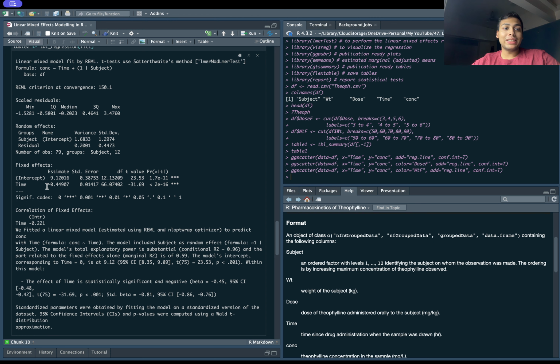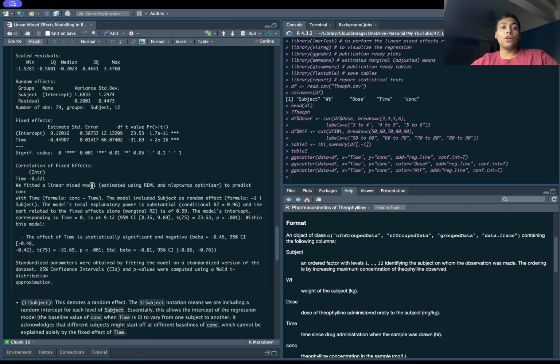Now we see that time is our fixed effect. In any simple linear regression, not mixed effects regression, any simple linear regression, all your predictor variables or your independent variables, all of them are fixed effects. So this is our fixed effect, time. We have a negative beta coefficient, negative 0.45, and we have a highly significant p-value. So negative 0.45, and how do we interpret this?